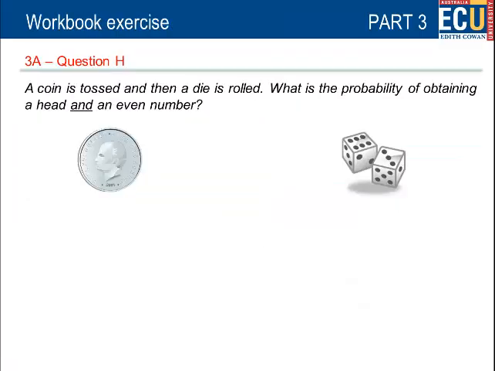Let's have a look at workbook exercise 3A, question 8. A coin is tossed and then a die is rolled. What is the probability of obtaining a head and an even number?